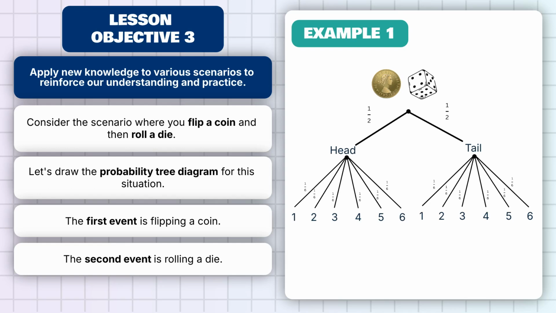To find the probability of a combined event, such as landing heads and then rolling a 6, follow the path from the starting point through heads to the branch that leads to 6. Then multiply the probabilities along this path. A half times 1/6 equals a 12th. So the probability of landing heads and then rolling a 6 is 1/12.